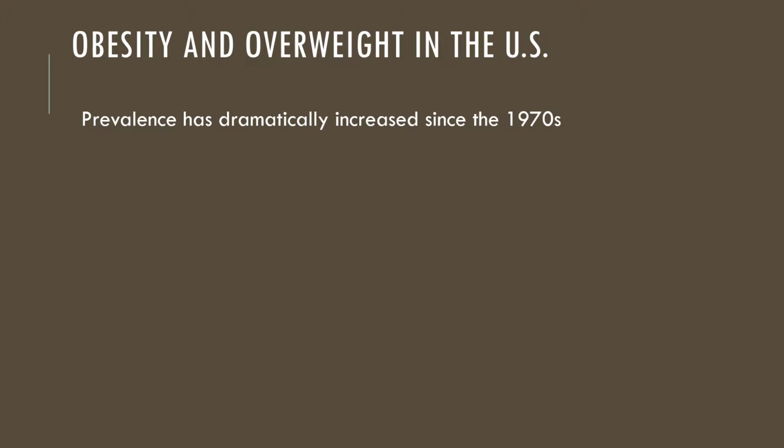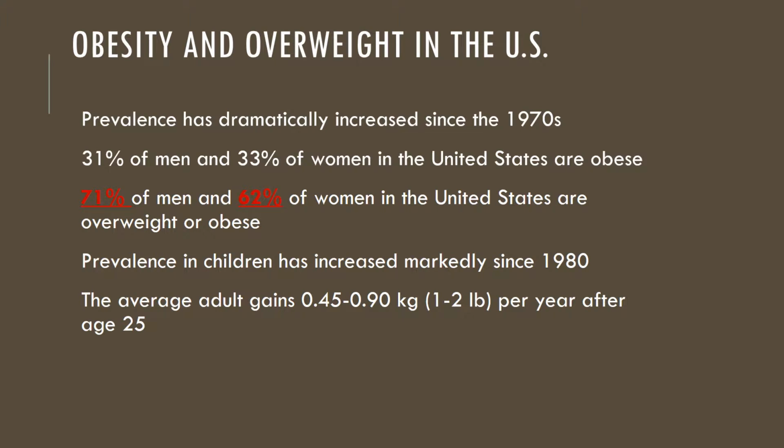So in the United States, here's a few statistics. The prevalence of obesity has dramatically increased since the 70s. You're probably all aware of that. About 1/3 of the United States men and women are obese, 31% of men and 33% of women. And about 2/3 are classified as either overweight or obese. Overweight is a BMI greater than 25, but not 30. 30 is obese. So 71% of men, 62% of women.